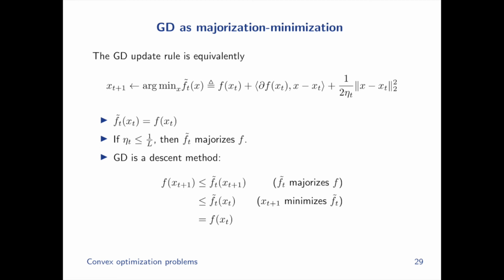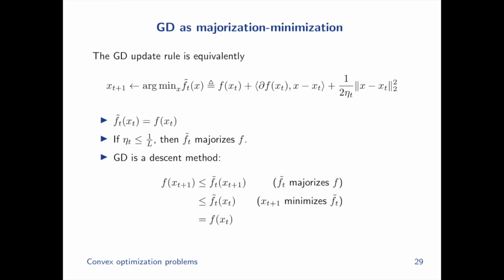And so what this means is that f tilde sub t is going to majorize f, in the sense that f is always going to sit under f tilde sub t if I pick eta t to be small enough. And exactly how small? Well, it needs to be smaller than 1 over the Lipschitz constant, right? Because this type of quadratic upper bound, these functions of the form of f tilde t, is exactly the thing that appears in the quadratic upper bound from the strong smoothness condition. Okay? So with these two things in mind, you can immediately see that gradient descent is a descent method.